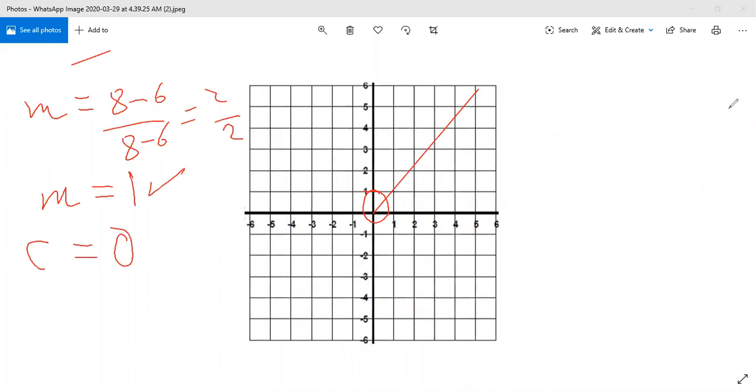Now, we have the gradient of the straight line, and we have the y-intercept, so we can find the equation of this straight line. Amna, if you are with us, you can form the equation of this straight line. It will be y equals what? Y equals x plus 0. Only y equals x. Excellent. So y equals x plus 0, or y equals x.